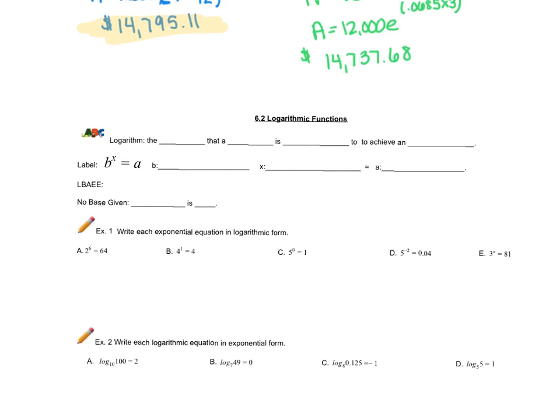The logarithm is the exponent that a base is put to in order to achieve an answer, essentially. So this is called exponential form right here. Let's highlight it. This is exponential form. So b is the base of the exponent, x is the exponent, and then equals a is the answer.